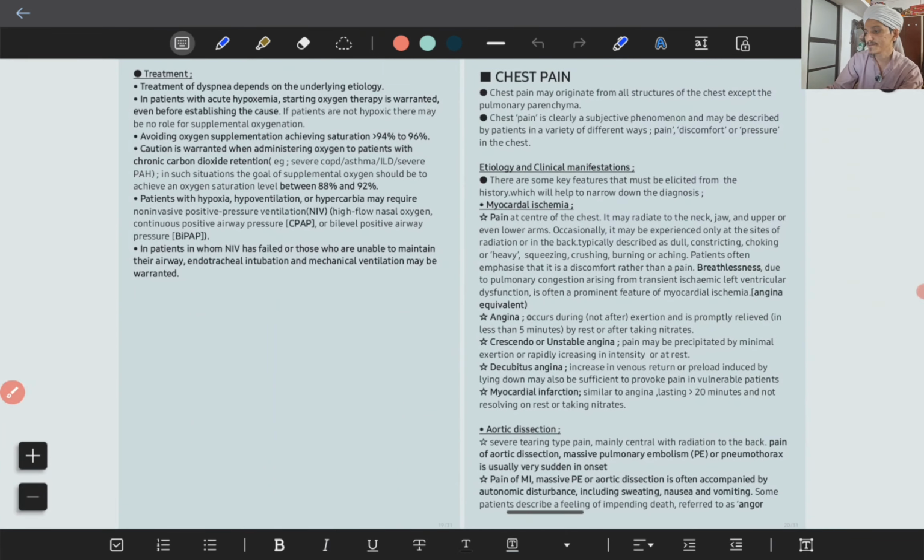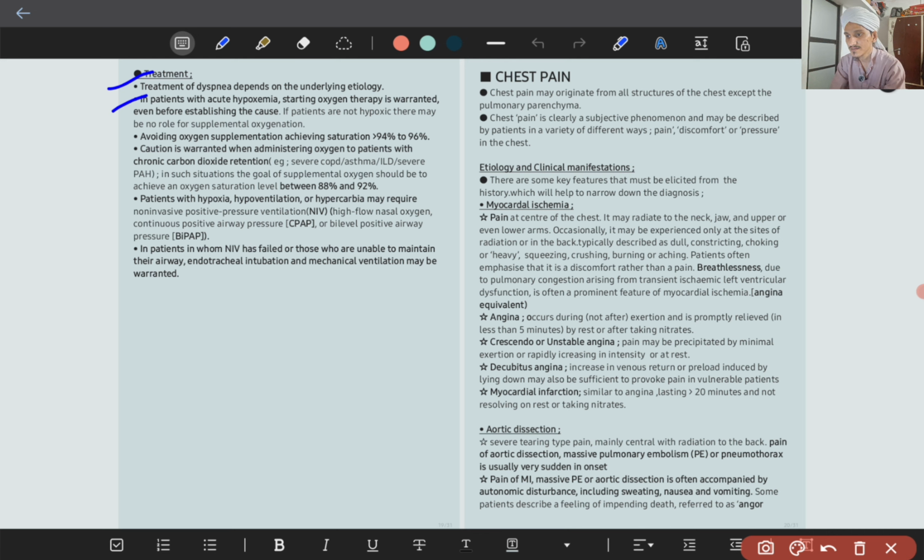Last one is treatment. So how do you treat a case of breathlessness? The general treatment of dyspnea depends on the underlying etiology. Okay. In patients with acute hypoxemia, saturation is falling. Nowadays, pulse oximeters are available. In acute hypoxemia, start oxygen therapy. Starting oxygen therapy is warranted even before establishing the cause.